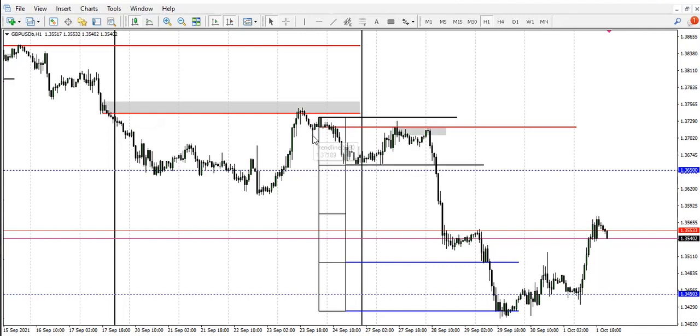When it broke this low, that's when bearish momentum came into the market, based on how I understand it. I could be wrong, but based on how I understand it, I have a low being taken here. Price drops.